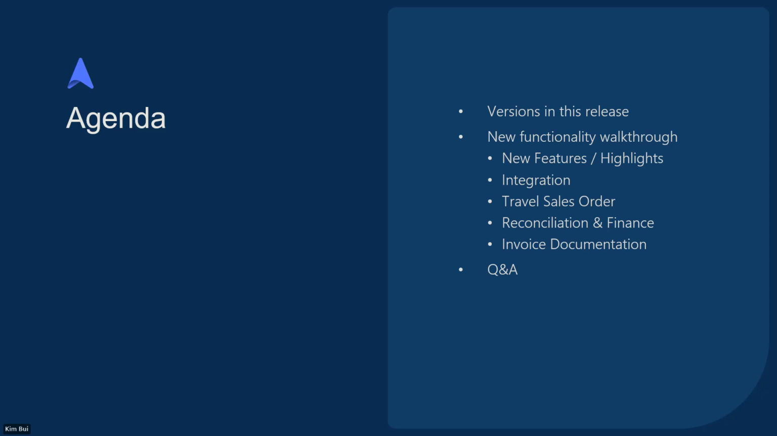Okay, just moving to the agenda. We'll have the versions in this release. We'll talk about that shortly. There'll be a walkthrough of some of the new functionality. We'll look at new features and highlights, some of the integrations, the travel sales order, reconciliation and finance, and then invoice documentation, followed by the Q&A session at the end.